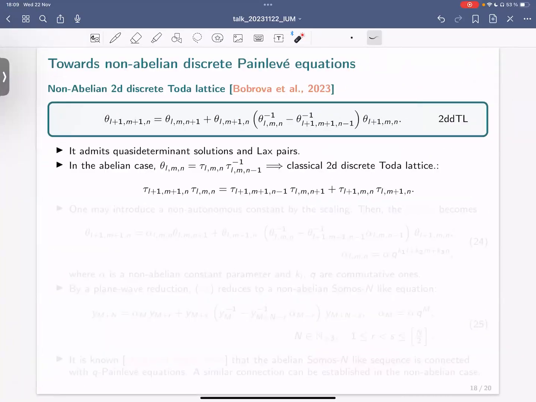And in order to do this, we are looking for a non-Abelian analog for a two-dimensional discrete Toda lattice. This analog is given by this expression. Here, the function theta is also an element of our ring, but now it depends on three parameters L, M, and N. It turns out that one can construct a quasi-determinant solution of this non-Abelian two-dimensional discrete Toda lattice and present the corresponding scalar or matrix Lax pairs.